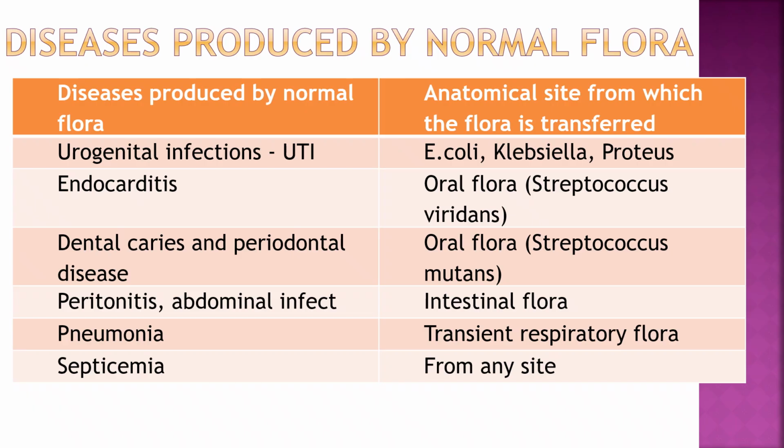Diseases produced by normal flora: urogenital infection, urinary tract organisms E. coli, Klebsiella, Proteus; endocarditis, oral flora Streptococcus viridans; dental caries and periodontal disease, oral flora Streptococcus mutans; peritonitis, abdominal infection, intestinal flora; pneumonia, transient respiratory flora; septicemia from any site.